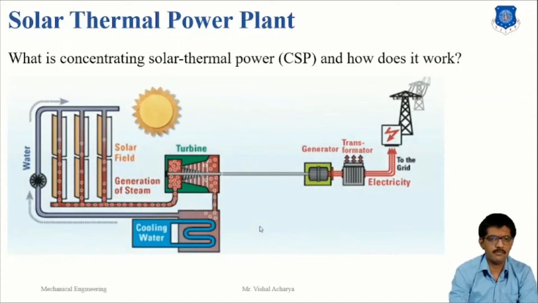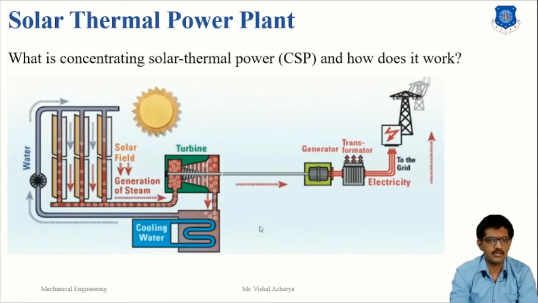Solar thermal power plants are electricity generation plants that utilize the energy from the sun to heat a fluid to a high temperature. This fluid then transfers its heat to water, which becomes superheated steam. This steam is then used to turn a turbine in a power plant, and this mechanical energy is converted into electricity by the generator.